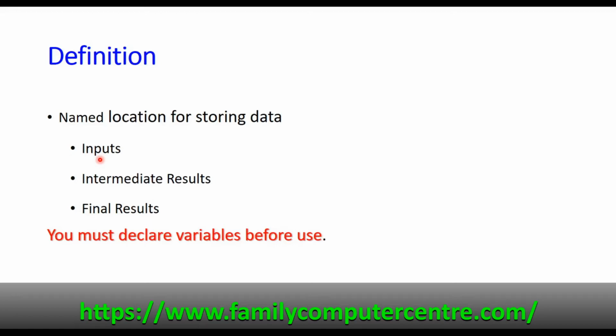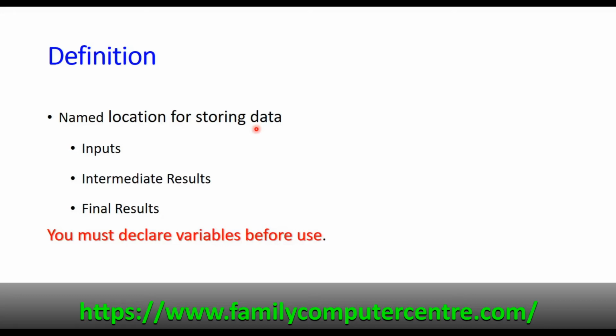Sometimes we do some processing using the inputs provided by the user, and during the processing we will have some intermediate results. Sometimes we will have final results also after the processing. All these three things must be stored inside your computer, correct? For that we use a variable. A variable is a named location for storing our data temporarily. Temporarily in the sense that when you declare a variable, that information is stored in the primary memory of your computer.